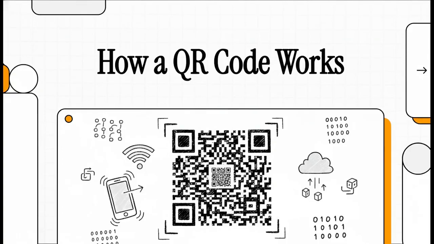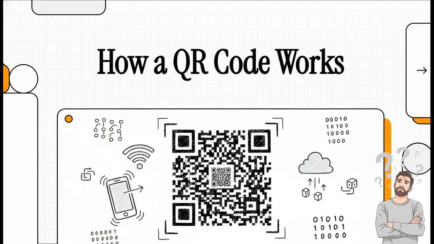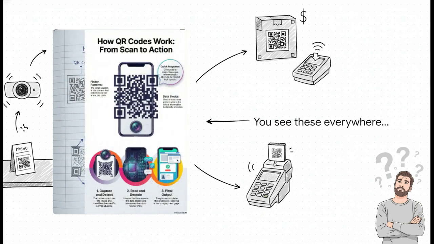All right, let's crack open one of the most common, yet kind of mysterious, pieces of tech you see every single day. Yep, we're talking about the QR code. I mean, you've definitely seen these little black and white squares. They're on restaurant tables for menus, on packages, at checkout counters for payments. They've just quietly taken over how we connect with the world around us.